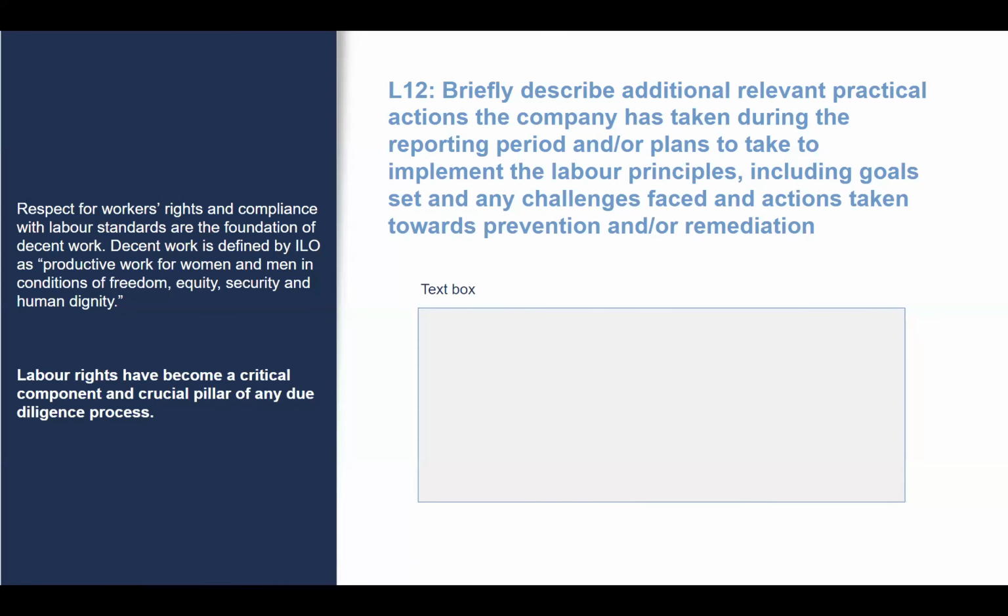This open text question is for companies to provide further context and/or relevant information related to labor rights not covered through the questions, including additional actions implemented, goals set, or challenges faced.